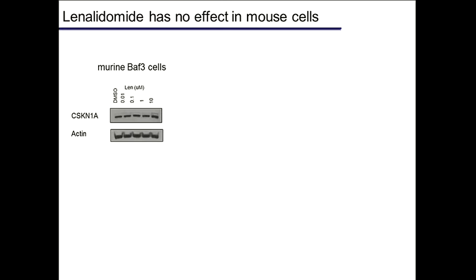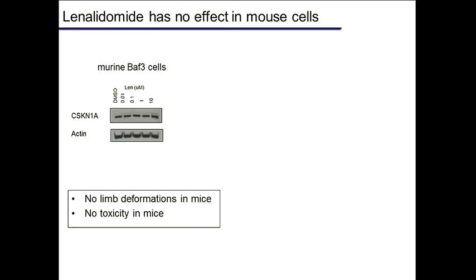Then we thought, well, we hadn't actually checked to see that mouse cells are responsive to the drug at all. So we took a step back and we looked at BAF3 cells, which are murine leukemia cells, treated with lenalidomide, and saw no degradation of casein kinase 1 alpha at all in the mouse cells. Then we went to the literature, which we should have done before we did anything, and found that there really aren't any papers about thalidomide or lenalidomide doing anything in rodent models.